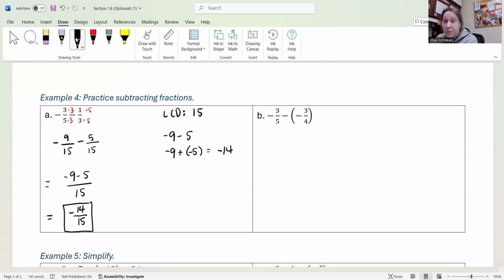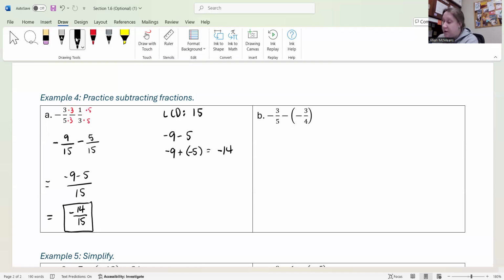So 5 is prime, 4 is not, but it's not going to really matter. If one of your denominators is prime and it is not a factor of the other denominator, the product of those two numbers is just going to be your LCD.